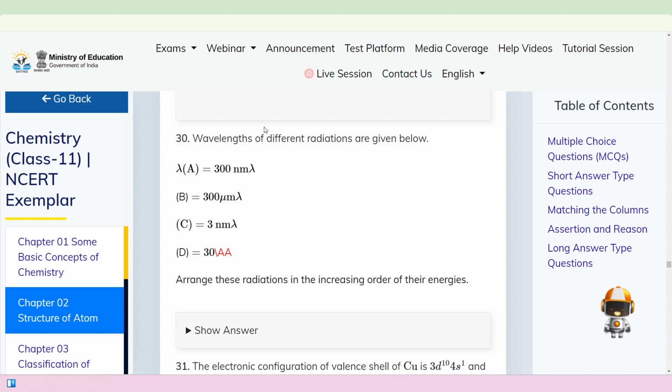Next question. Arrange the wavelengths of the radiations given below. Arrange these radiations in the increasing order of energy. We know that the one with a greater value of lambda will have the lowest energy. So this is 300 nanometer.